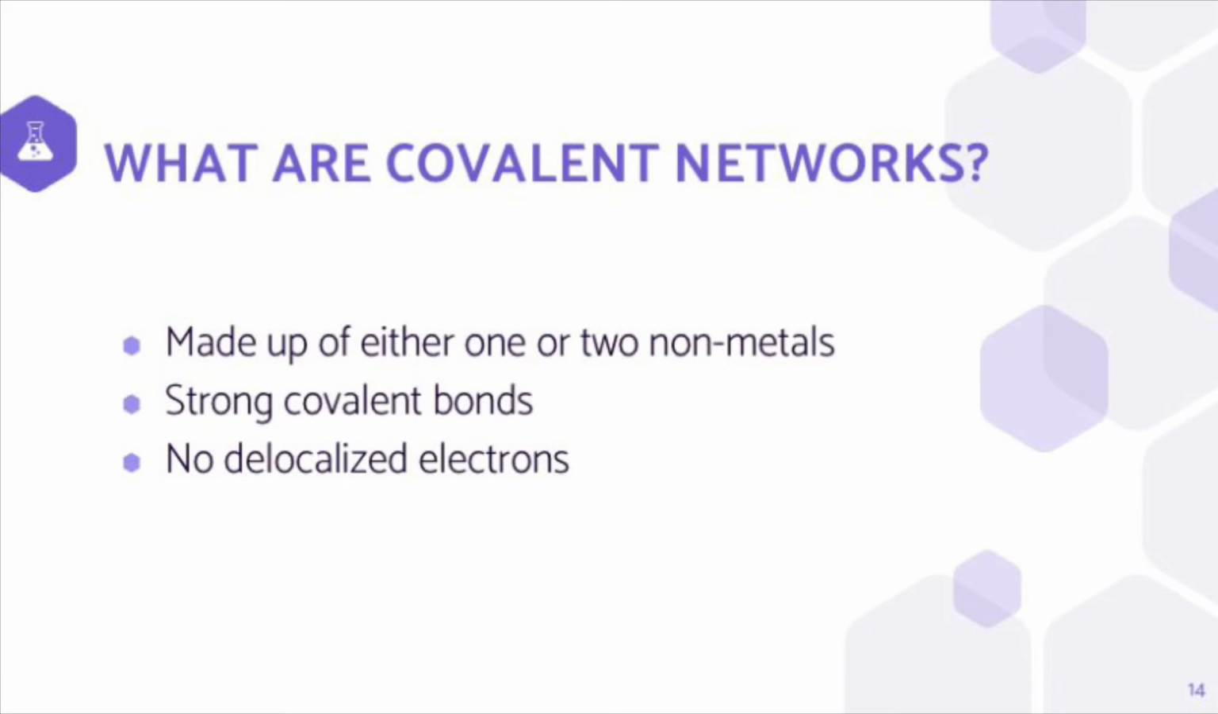Covalent compounds may exist as molecules as well as covalent networks. Covalent network can be made up of either one or two nonmetals and have strong covalent bonds. Their atoms are bonded to its closest neighbors and have no delocalized electrons, which are electrons in atoms, ions, or molecules that do not belong to an atom or covalent bond.